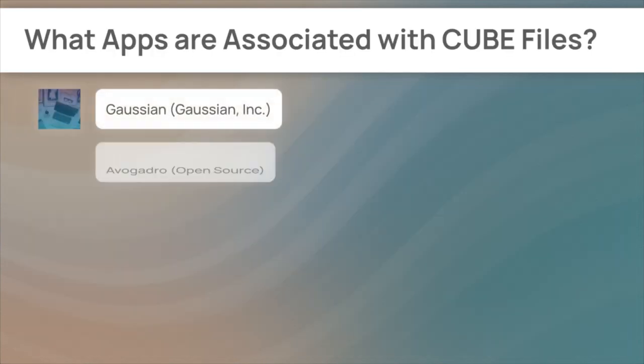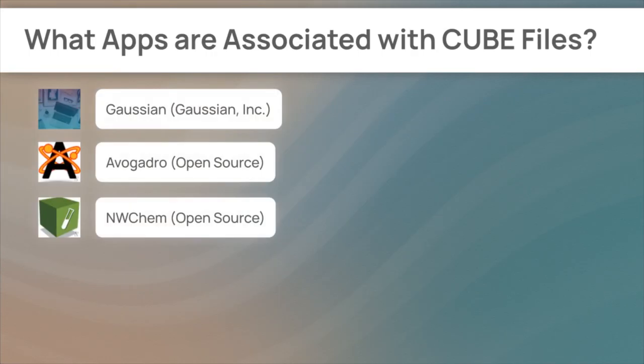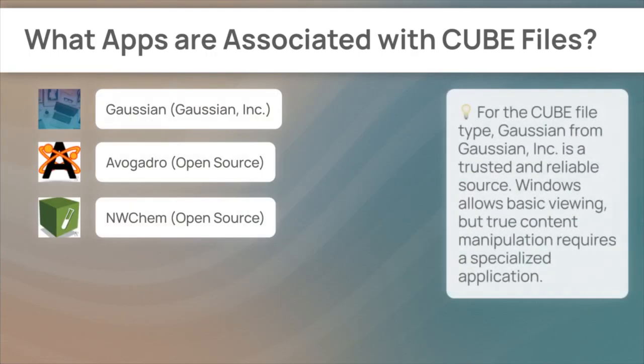Windows registers the CUBE file as an opener for Gaussian developed by Gaussian Inc. The necessary creation and modification tools are not available natively in Windows. Windows displays only partial information, so correct interpretation must be done in the appropriate software.